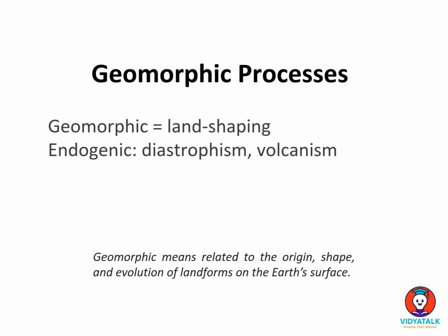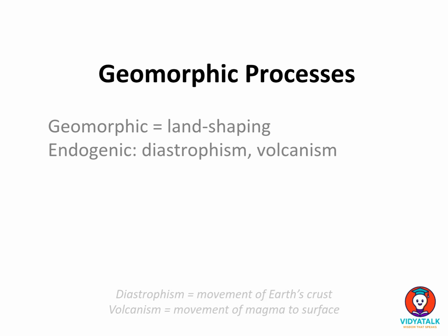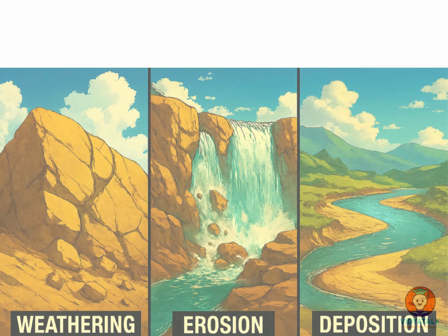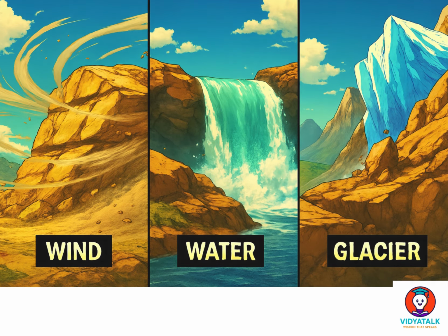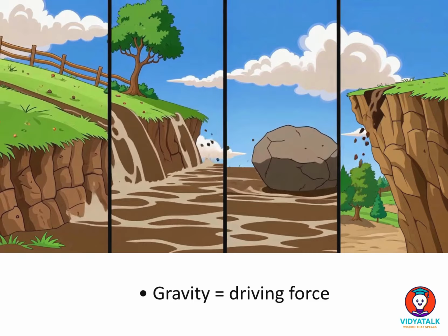Geomorphic processes. Geomorphic processes are forces that shape the Earth's surface. Endogenic processes like diastrophism and volcanism. Exogenic processes like weathering, erosion, deposition. Agents such as water, ice, wind, and waves transport materials. Gravity is the master force. It pulls everything downslope and makes erosion and deposition possible.